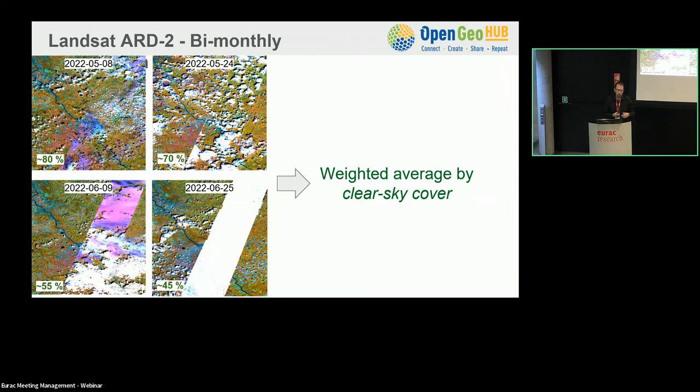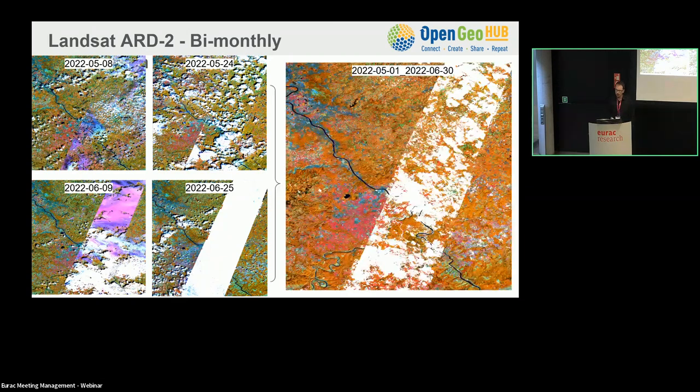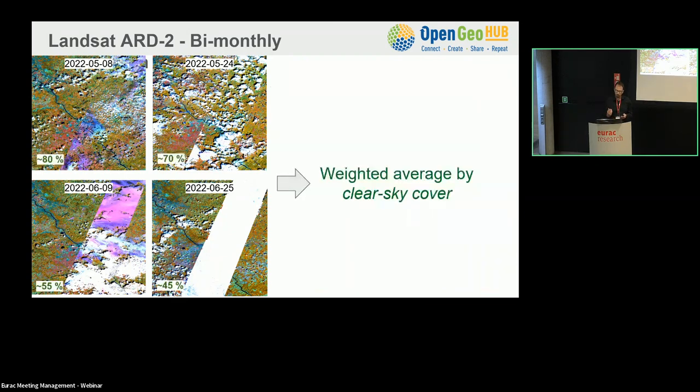After that, we want to do this bimonthly aggregation. Here's an example. So this is 2 months of images, and we are doing a weighted average to produce something like this. We want to compress the data and produce a seamless time series, like every 2 months, but without gaps. Here we still have the gaps, so we have a next step to do the gap filling. But the idea here is really to combine this with a weighted average, considering the clear sky cover.